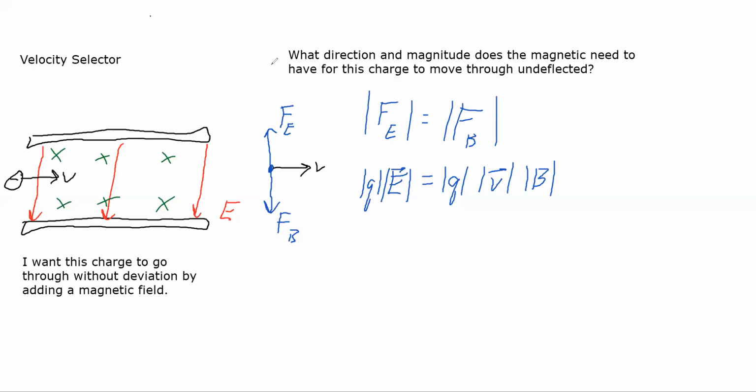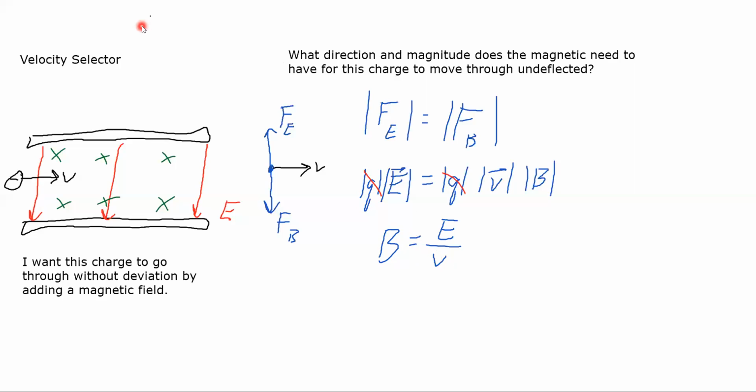Okay, so let's solve for, let's see, what direction and magnitude does the magnetic field have to be? If we solve for B, the Q's cancel out, and I'm left with the magnetic field, B equals E divided by V. So we just have to adjust either our magnetic field or electric field so that this ratio holds. If this ratio holds, then we'll get undeflected motion. And notice that it does depend on V.